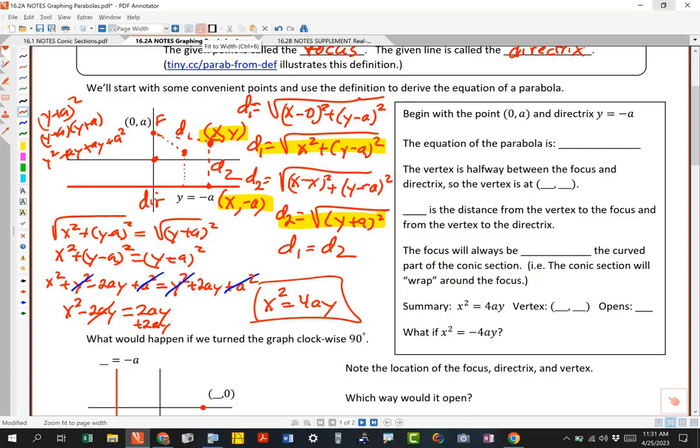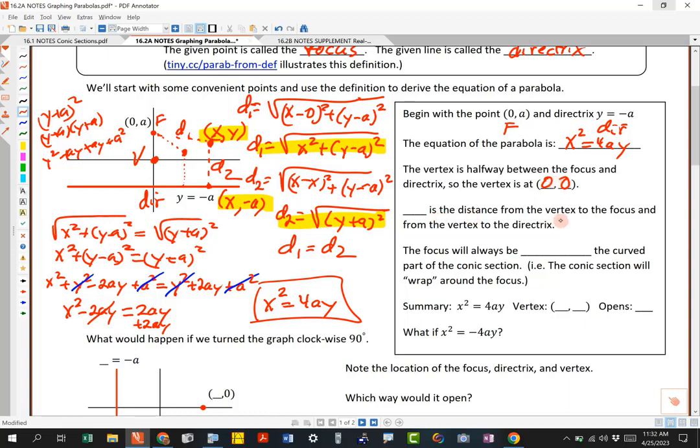So we start with the point 0, a, which we did. That's the focus. And we start with the line y equals negative a. That's the directrix. If we do that and follow this process through, saying those distances have to be the same, then the equation of the parabola is this: x squared equals 4ay. And you'll notice over here that the vertex is exactly halfway in between. So the vertex is right here, halfway in between the focus and the directrix. So the vertex has got to be at 0, 0.